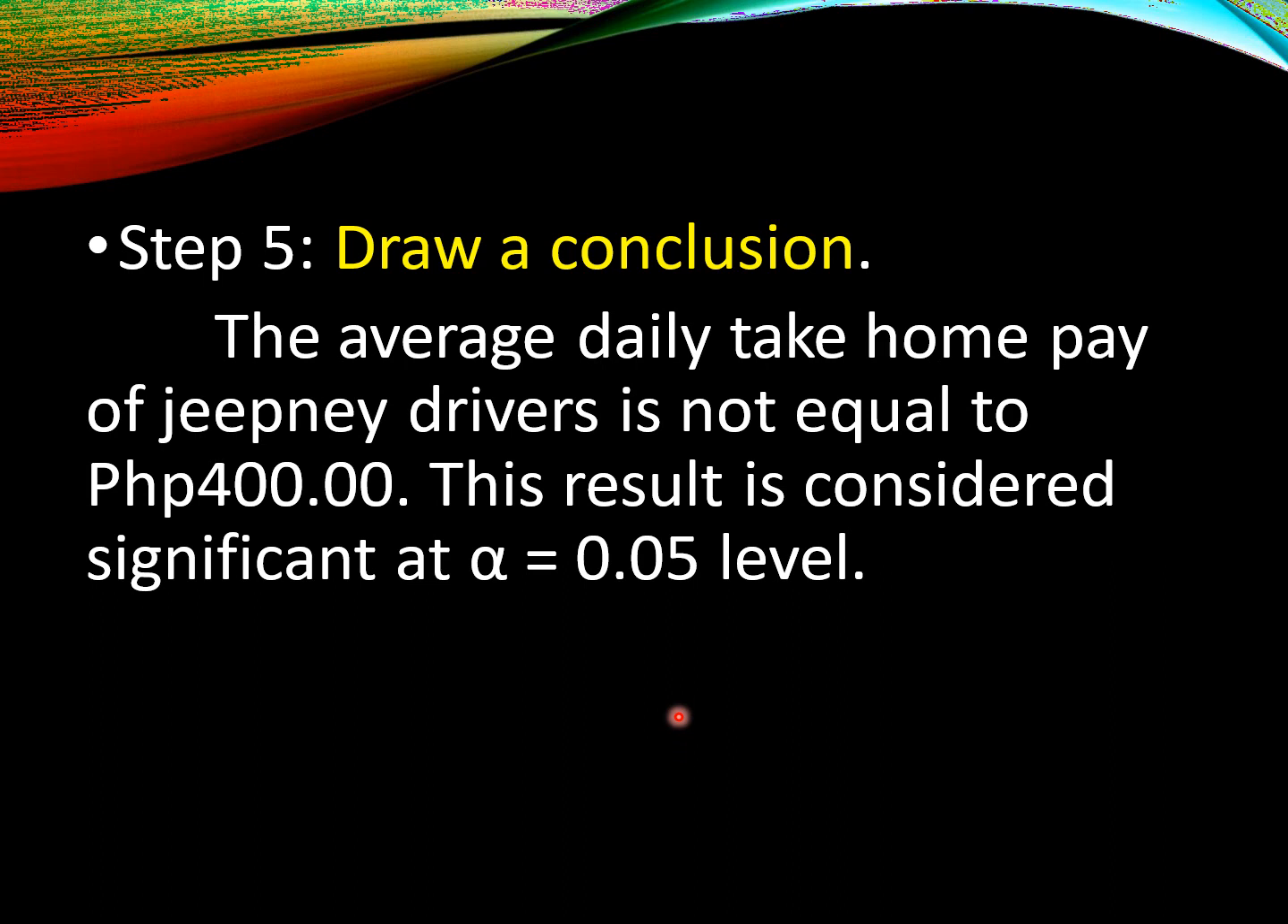If the Z value sa step 3 is greater than the critical value, then magpo-fall siya sa rejection region. But, if the Z value na makukuha sa step 3 is less than the critical value, then it will fall on the acceptance region, in which saka lang natin i-accept yung null hypothesis. Okay?